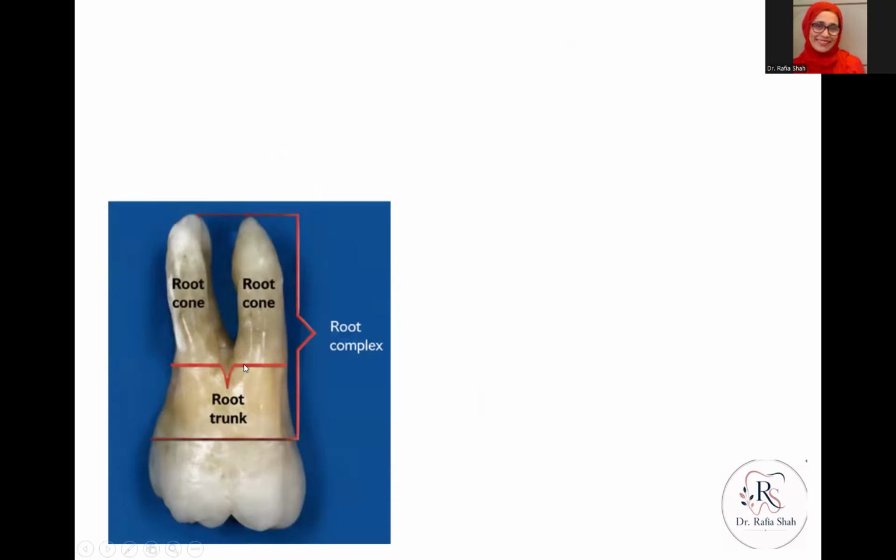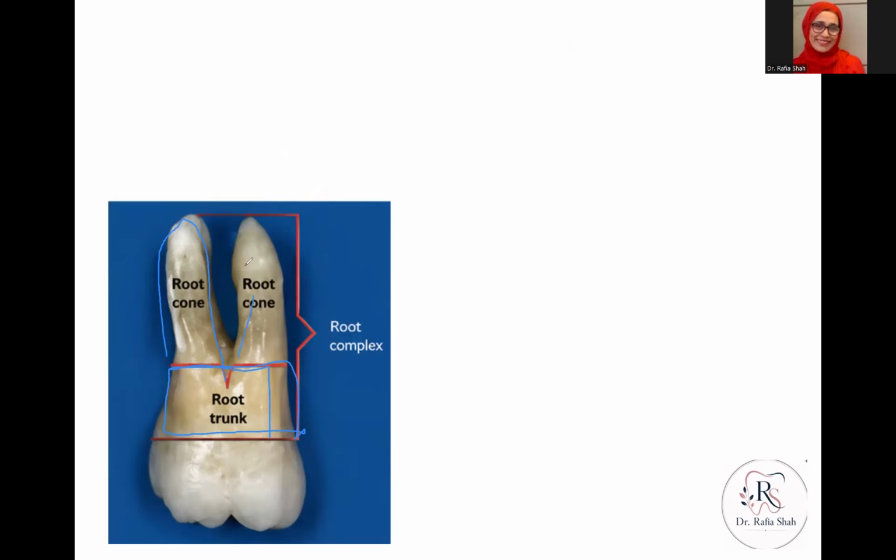Now, before I said there is a structure that was coming below the crown, a complete one-piece structure, that is called the root trunk. This is a part of a root, but it is a trunk. Trunk is one piece where there is no separation. Below the trunk comes the point where the roots are separated.